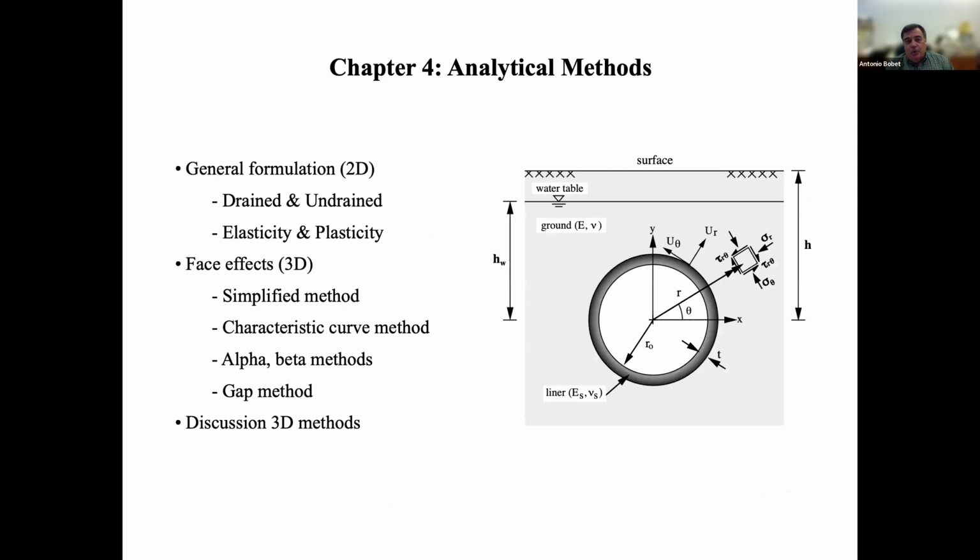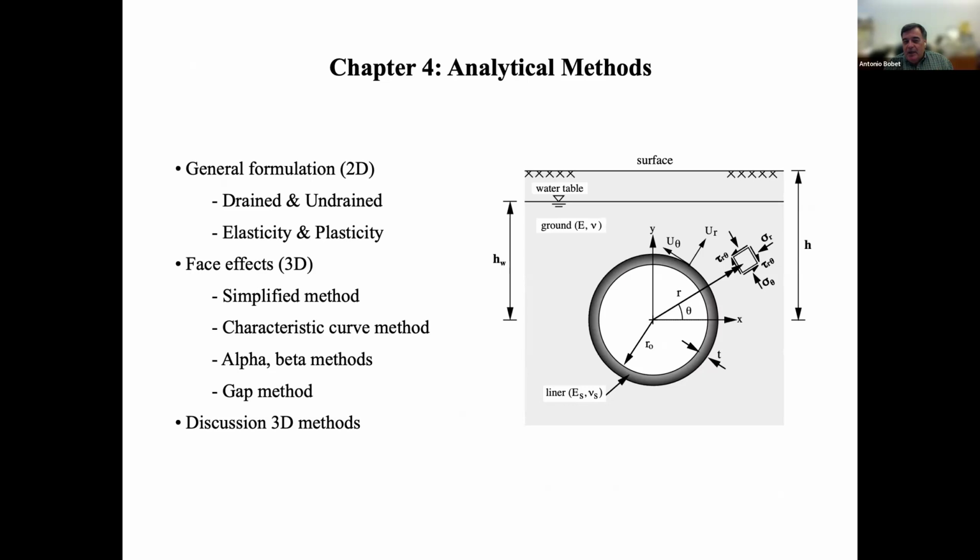Chapter 4 is about analytical methods. There are several that are similar, but there are two on which we put the emphasis. One would be complex variable theory. The other one would be the relative stiffness method. Because these are analytical methods, we focus quite a bit on two-dimensional problems, but we include elasticity, we include some plasticity, and we also discuss drained and undrained loading.